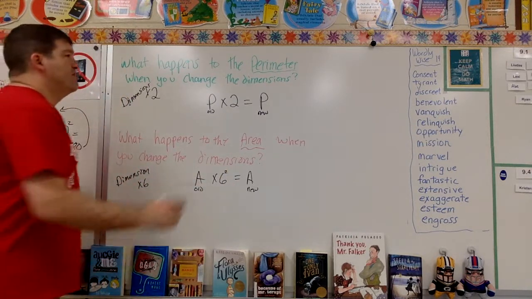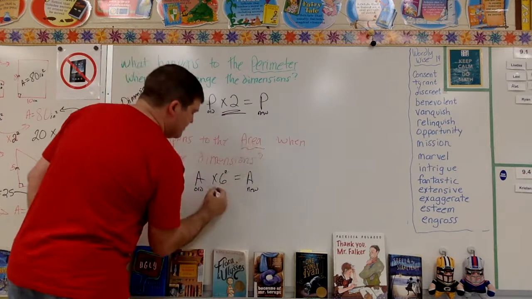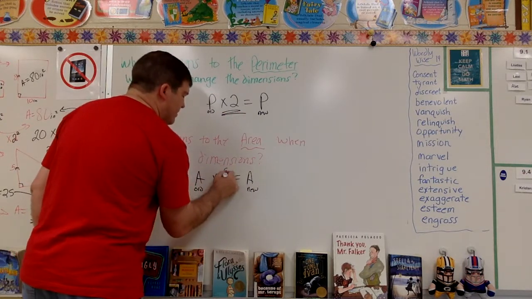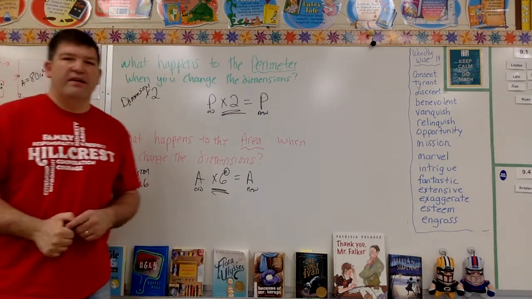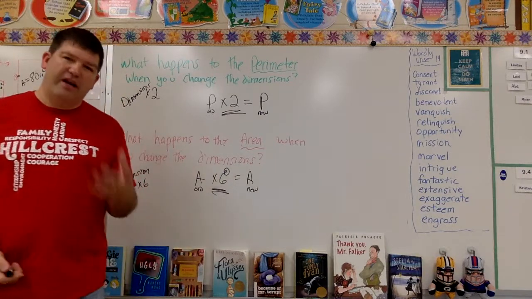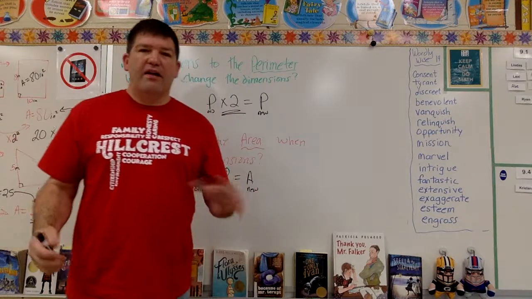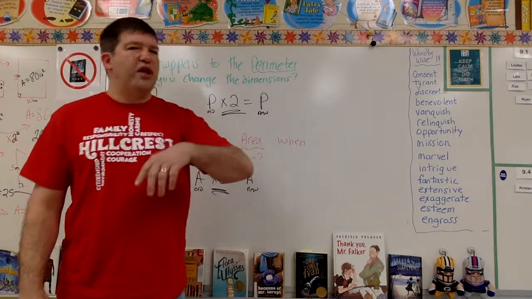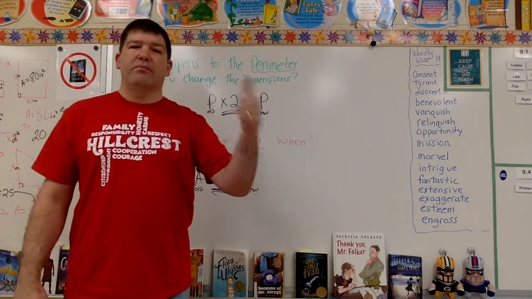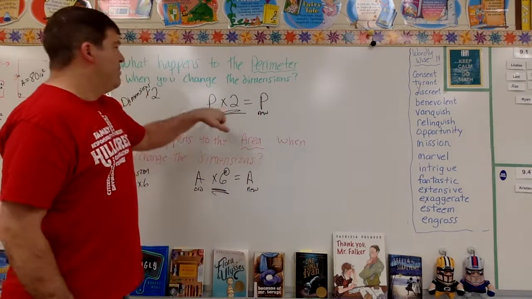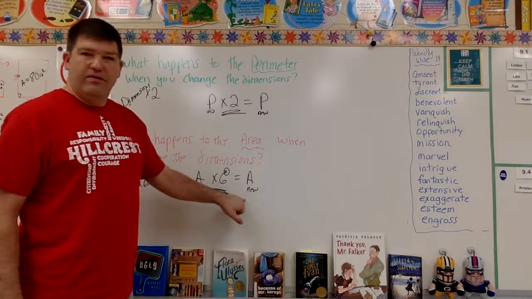All right? So this one is just times it. This is times it, but it has to be squared. That's the key, because you're talking about area. Okay, so you can take any shape and any polygon, and you can multiply the dimensions, change the dimensions, and you can figure out the perimeter and the area based on doing this or doing this.